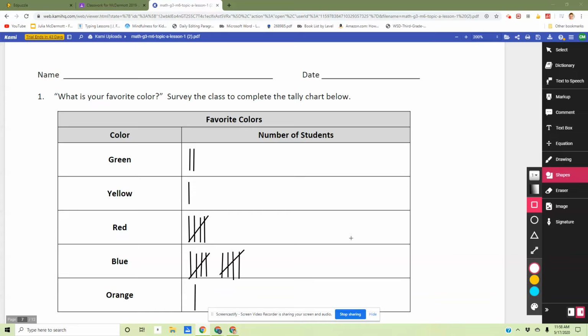Boys and girls, today we're beginning a new module about collecting and displaying data, or data, however you want to say it. On Friday, I had you fill in a poll of your favorite colors, and this is the information here. What I'm going to do is have you answer some questions about this information.